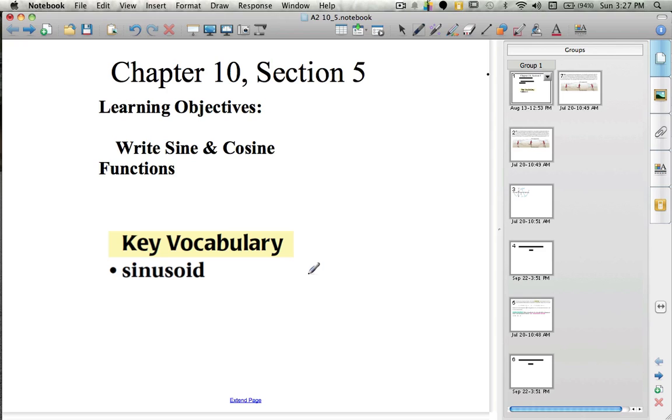When you talk about a sinusoid, that's the shape, the sine curve shape. So something that goes like this, that undulates like that, or even something that follows the cosine shape. So these are sinusoids, and that's just new vocabulary for how you describe that shape.